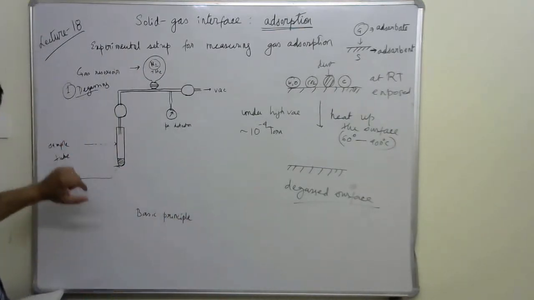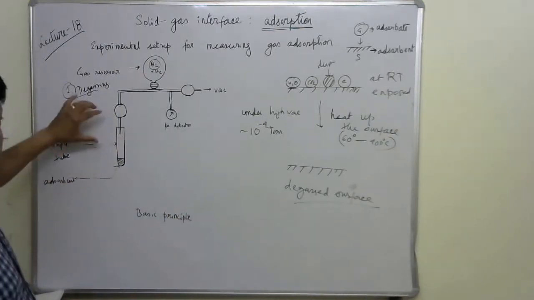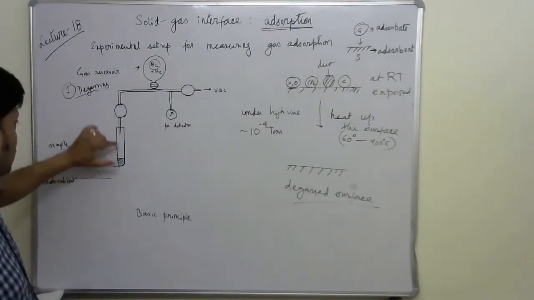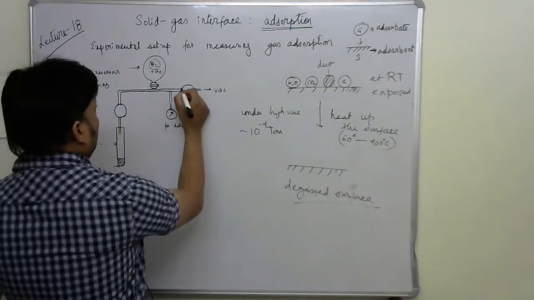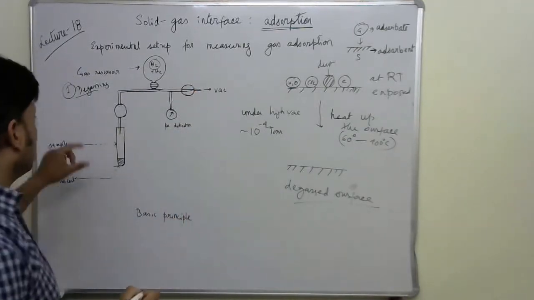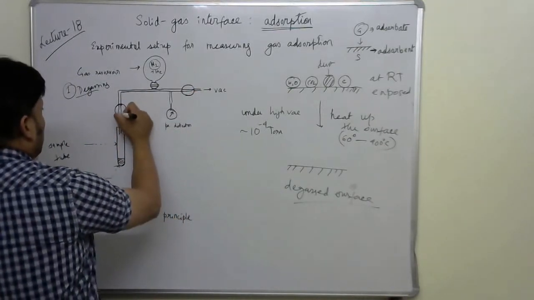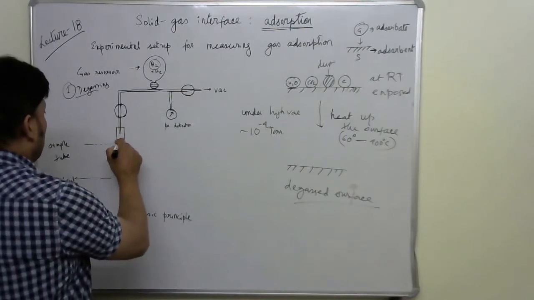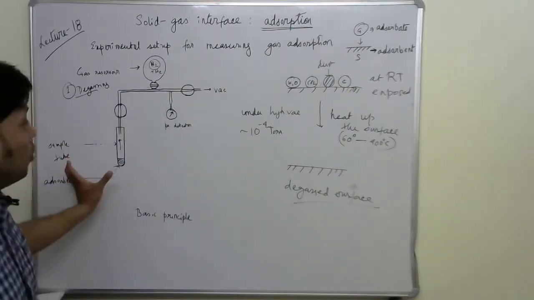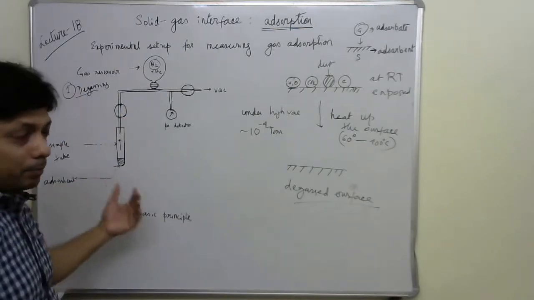So the first step is degassing. What is done is that the tube is connected with the high vacuum facility. The high vacuum should be on at the first step, and the vacuum should be connected with the tube. So the gas molecules, meaning the already adsorbed gas molecules, should go away at higher temperature.